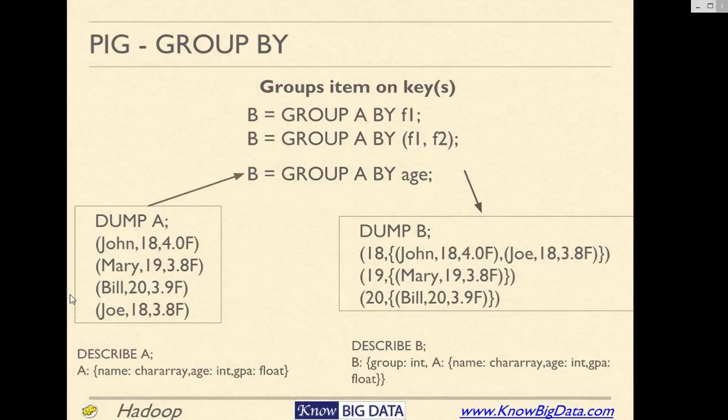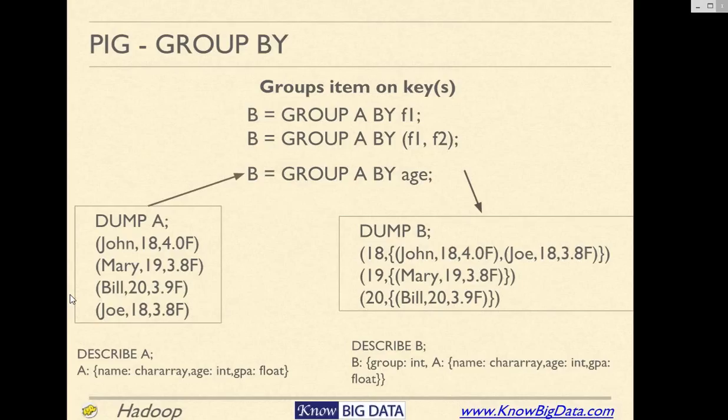So suppose you have a table called A which has name and the city, the name of the person and the city, and you want to get all the people who belong to a particular city. So you will basically do a group by city, right? So you can group items on a key.